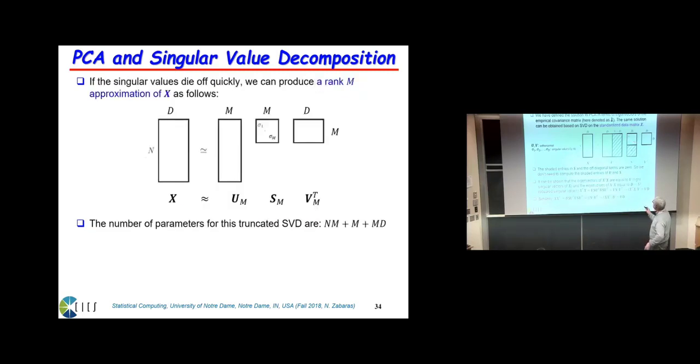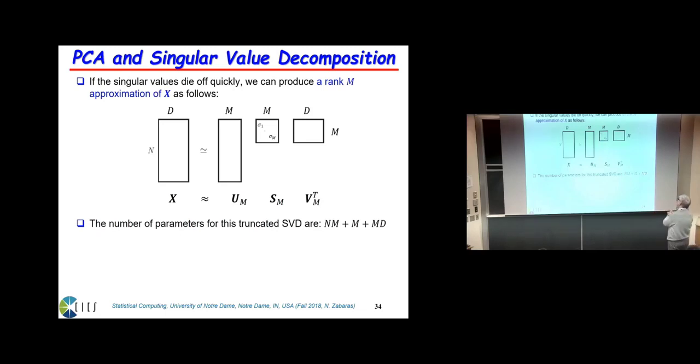So effectively, if you do that, this matrix becomes not N by D, but N by M. This becomes M by M, and this becomes D by M. And effectively, this truncated singular value decomposition requires a significant reduction in the number of parameters. I'm not going to go into the algebra, but you can figure out the number of variables you need here is N times M plus M diagonal plus D times M. But effectively, this is a truncated version of singular value decomposition.